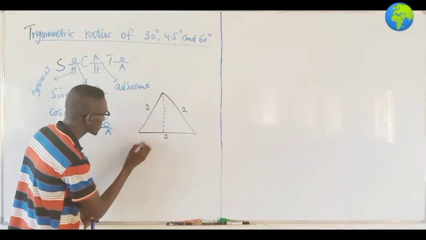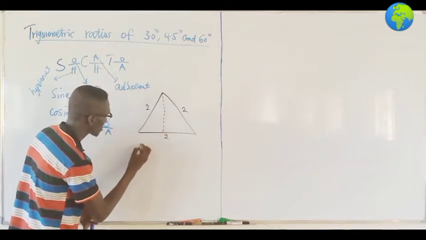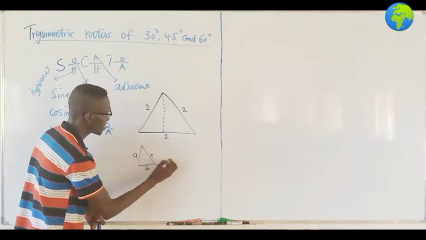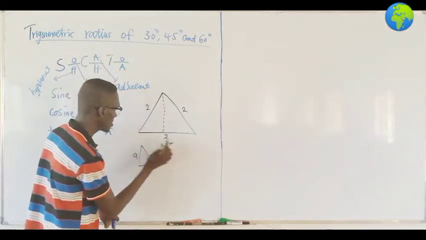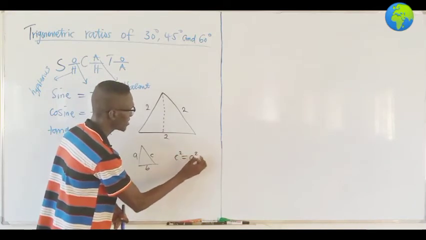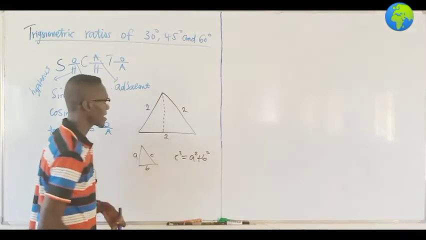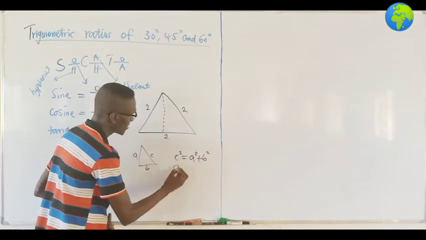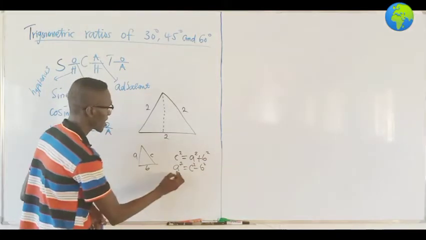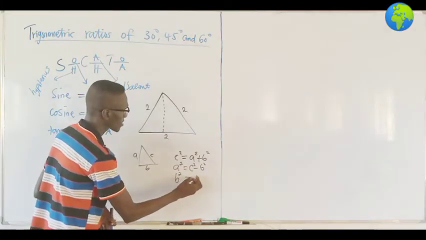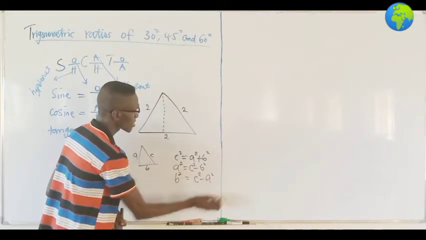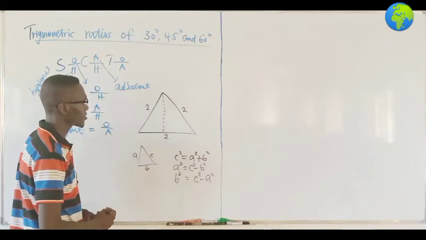To do that, let's assume this is a right angle triangle, right? Of sides A, B, then C. To find C, C squared is always equal to A squared plus B squared, right? I've been saying that. And A squared is always equal to C squared minus B squared, right? How about B squared? B squared is equal to C squared minus A squared. These are the formulas for the Pythagoras theorem, right?